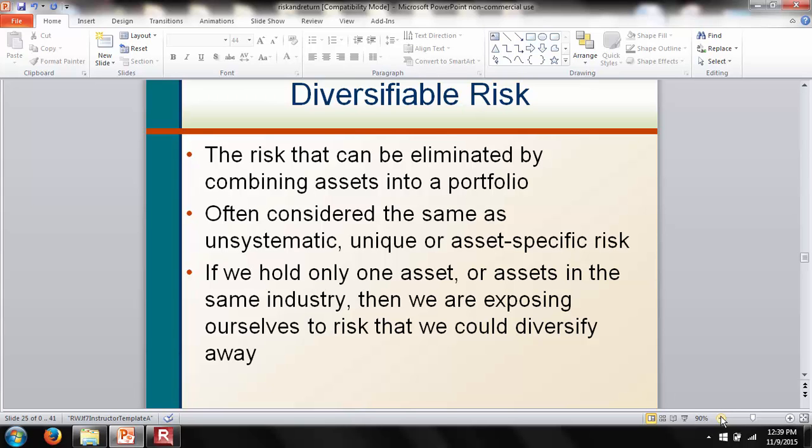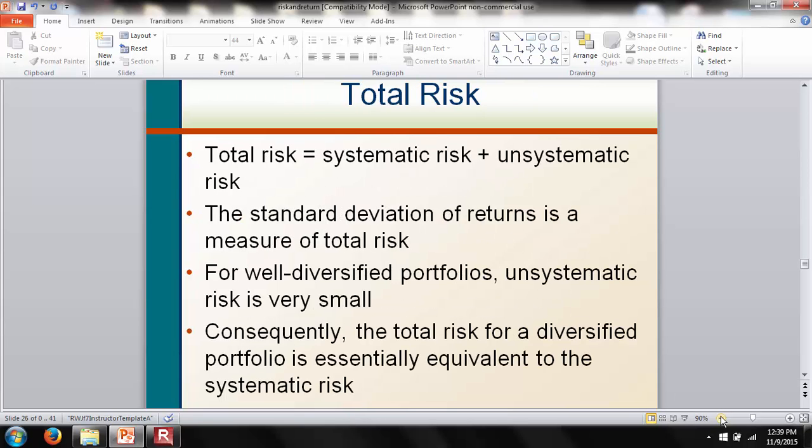So the diversifiable risk or the non-systematic risk is the risk that can be eliminated by combining assets into a portfolio. And if we hold only one asset or assets in the same industry, we are exposing ourselves to risk that we could diversify away. So when you look at the overall risk, that is given by the systematic risk plus the unsystematic risk, and the standard deviation of returns is a measure of the total risk. For well-diversified portfolios, unsystematic risk is very small.